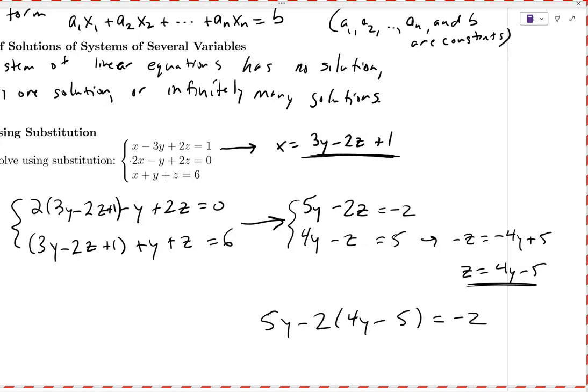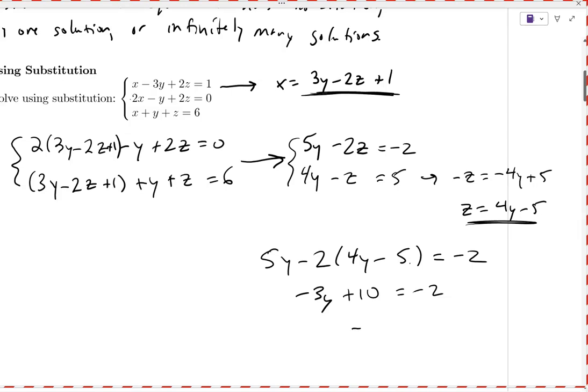we'll distribute our -2 through. We distribute the -2 through, we've got 5y minus 8y. That gives us -3y. -2 times the -5 gives us a +10 equals -2. Subtract your 10 over. You get -3y equals -12. Divide by your -3, and you get 4 for your y.